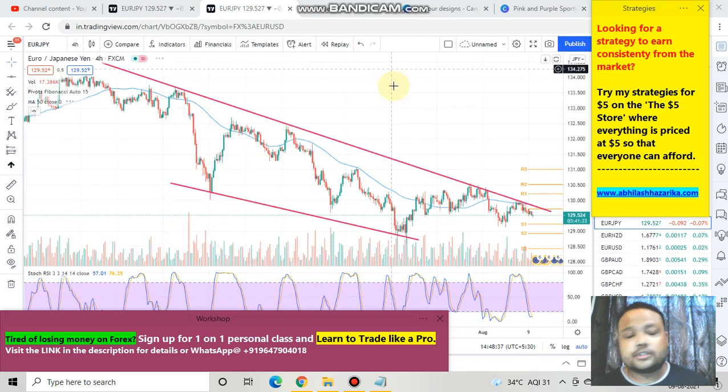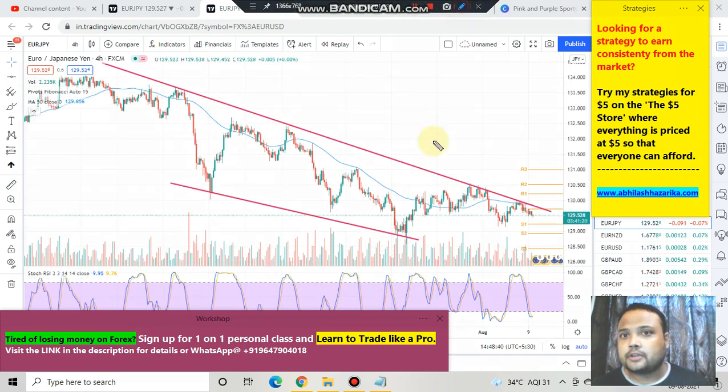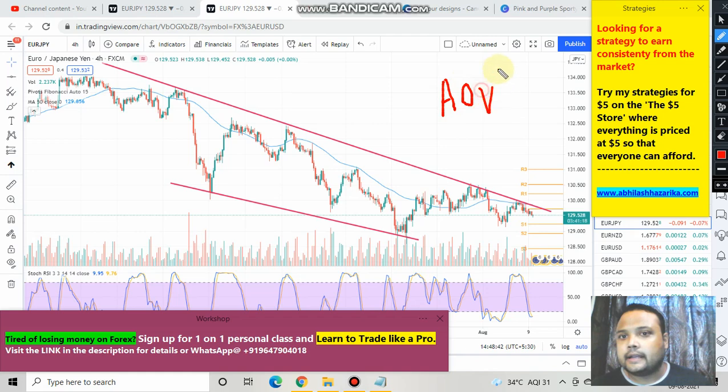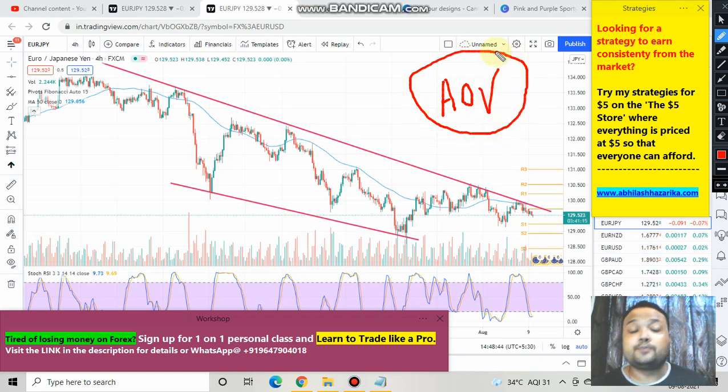And to short the market, we also need area of value. As I always say, and I have already spoken in hundreds and hundreds of my videos, area of value is extremely important. Area of value means the best trading opportunity or the best trading spot. In an uptrend market, the best buying opportunity is always near the support, whereas the best shorting opportunity in a downtrend market is always near the resistance.